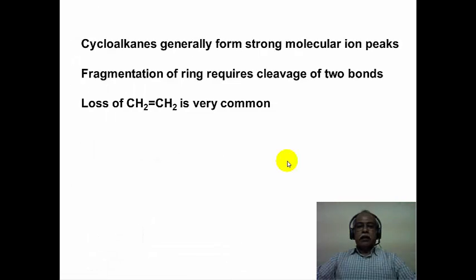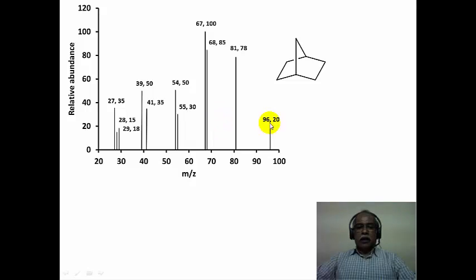Cycloalkanes generally form a strong molecular ion. Fragmentation requires bond cleavage at two different positions. In other words, a retro Diels-Alder kind of fragmentation will result in the cleavage of two bonds. Therefore, the loss of ethylene is generally very common in the case of cycloalkanes. Let us take the example of norbornane.